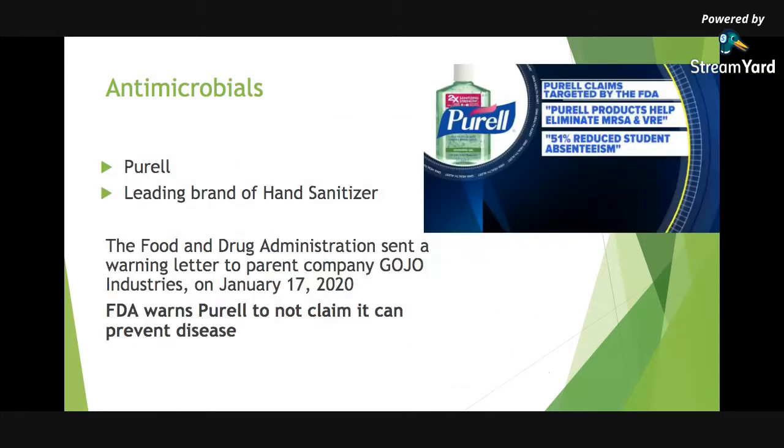So let's talk about Purell. Purell, leading brand of hand sanitizer. So everybody's going out buying Purell by the droves, like, it's getting taken off the shelves and things. Well, the Food and Drug Administration sent a warning letter to the parent company called Gojo Industries on January 17, 2020. The FDA warns Purell to not claim it can prevent disease.